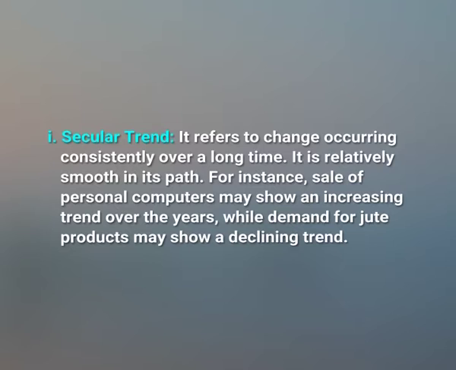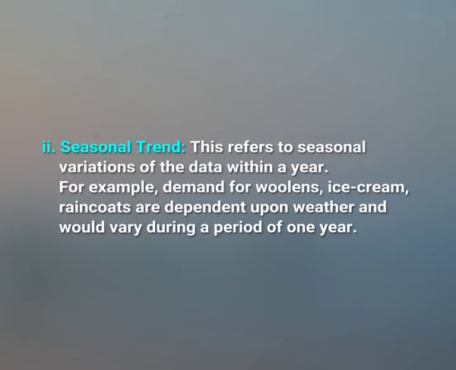This can be explained with the help of the following components of the time series data. The first one is secular trend. It refers to change occurring consistently over a long time. It is relatively smooth in its path. For instance, sale of personal computers may show an increasing trend over the years, while demand for jute products may show a declining trend.